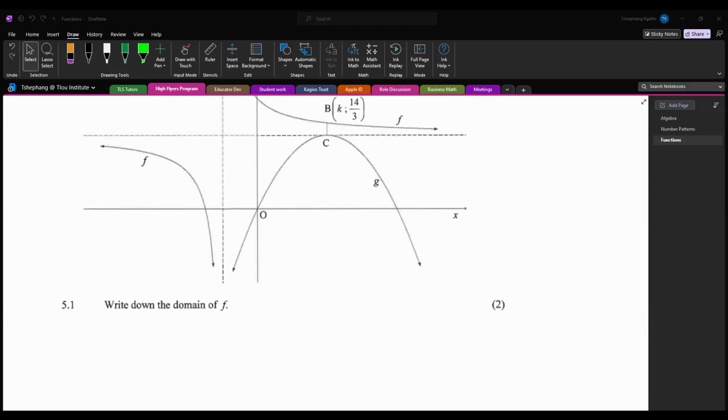So remember, I dealt with domain and range. We know that range deals with the y values because of the way we write it, and then domain is going to deal with the x-axis, or the x values rather. So the x values where F exists.